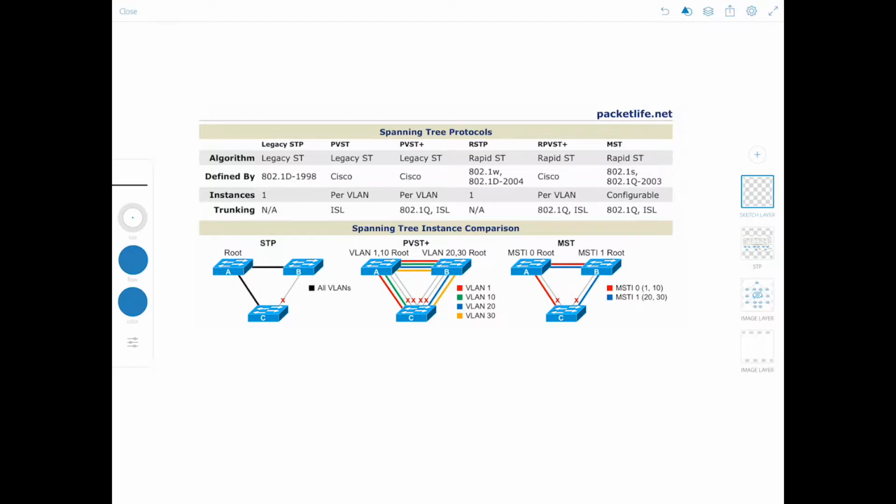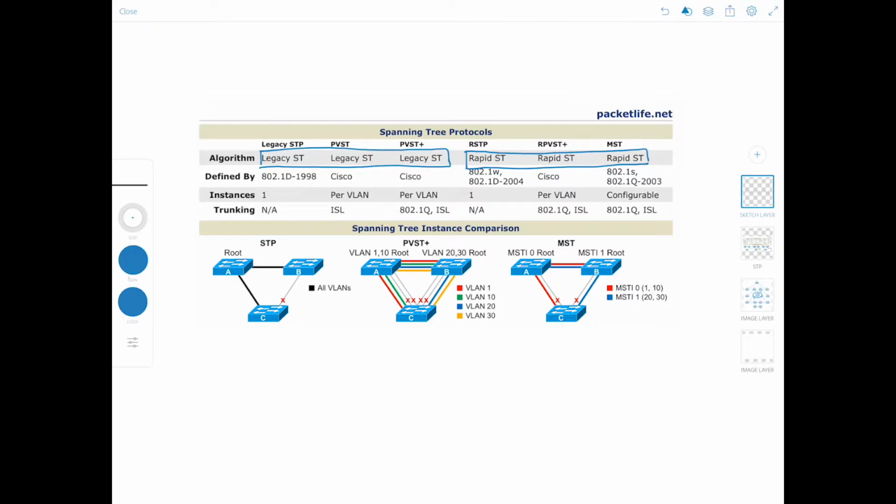Okay, but let's start from the left and go over each version. But actually, the first thing to note here is the algorithm. So the first three flavors are running legacy spanning tree, and the following three are running rapid spanning tree. So we're looking at this section here. So notice that this is the same for the first three versions, and then the other three are using rapid spanning tree.